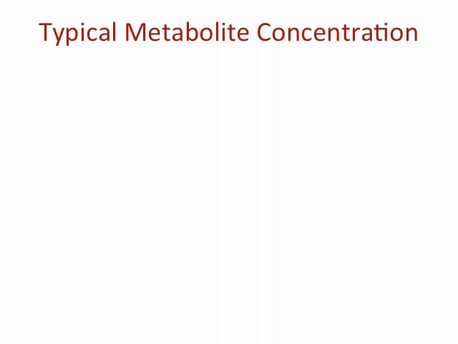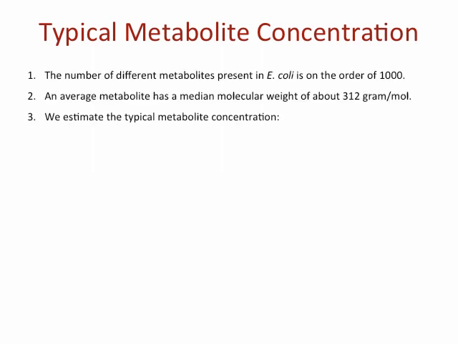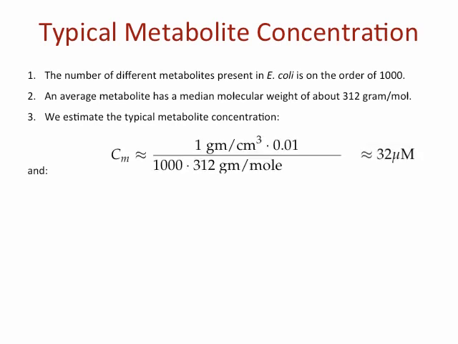If we estimate that there are about 1,000 different metabolites present in E. coli at a given point in time at this average molecular weight, we can estimate them. So out of the 1 gram per cc that E. coli is, 1% or so is metabolites. You divide that by 1,000, divide that by 312, and you come up with this estimate of the average concentration of 30 micromolar. And that's a low concentration, and we can do an interesting unit conversion here.